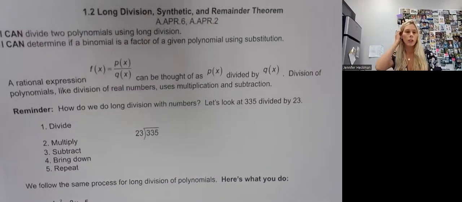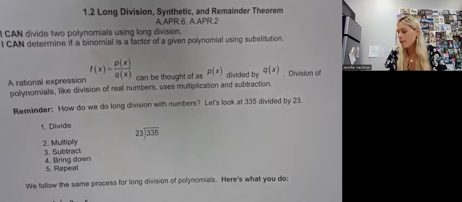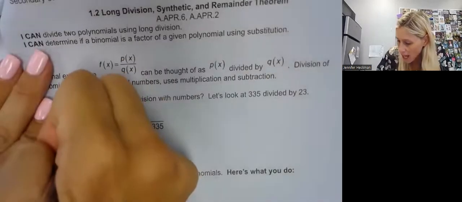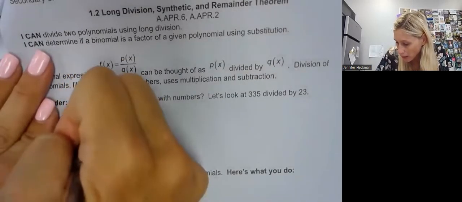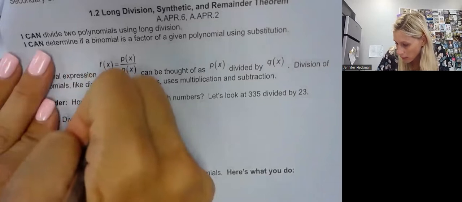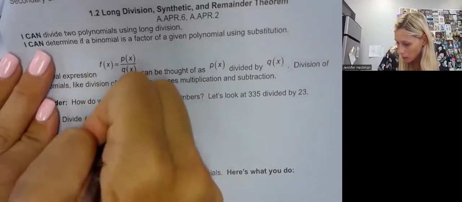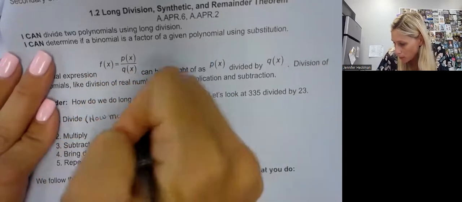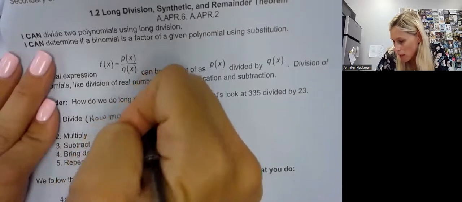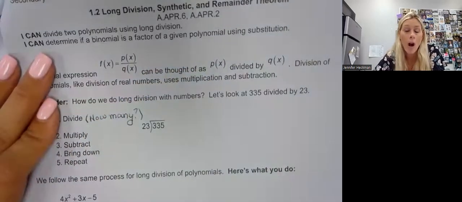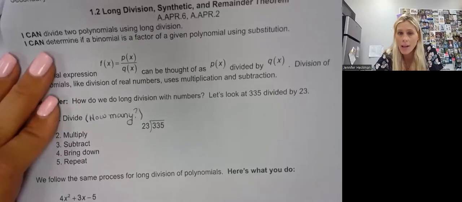What is long division? Well, if you remember the rules, we want to divide, which is actually asking yourself how many. Then we multiply, we subtract, we bring down, and we do all that over again until we have our remainder, if there's a remainder at all.